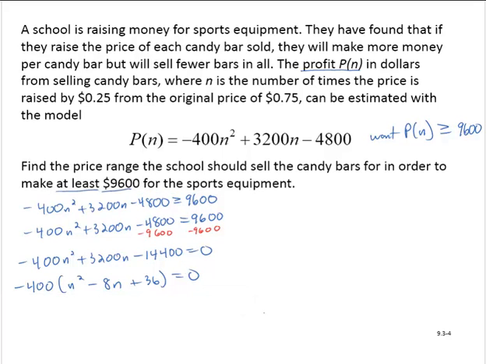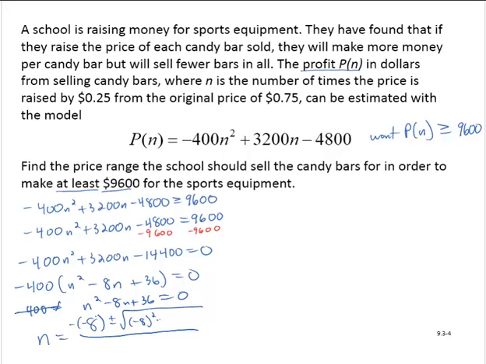Now, this does not factor any further, unfortunately. So we can say, well, negative 400 can't equal 0, so we can throw that away, but n squared minus 8n plus 36 might still equal 0. And let's apply the quadratic formula. So then n would equal 8, the opposite of negative 8, plus or minus the square root of negative 8 squared minus 4 times 1 times 36, over 2 times 1.